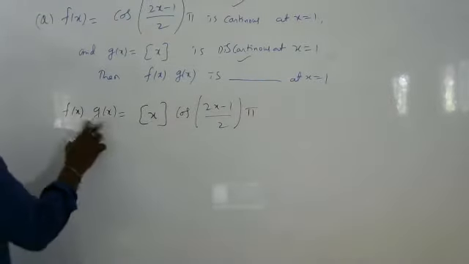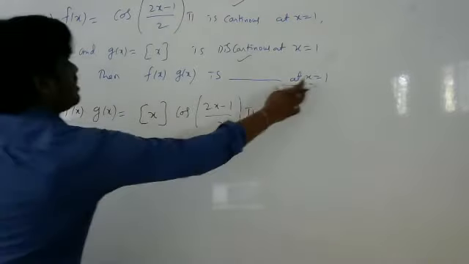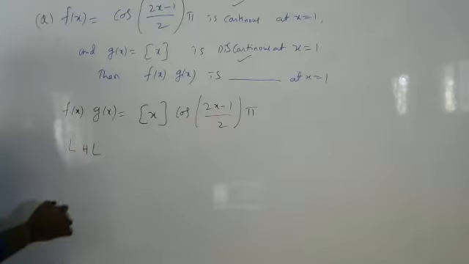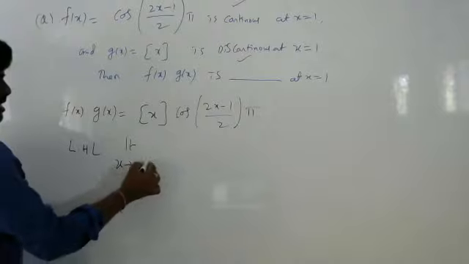Okay, g of x into f of x or f of x into g of x will work. Now I have to check whether it is continuous or not. So LHL means I take the limit as x tends to 1 minus.